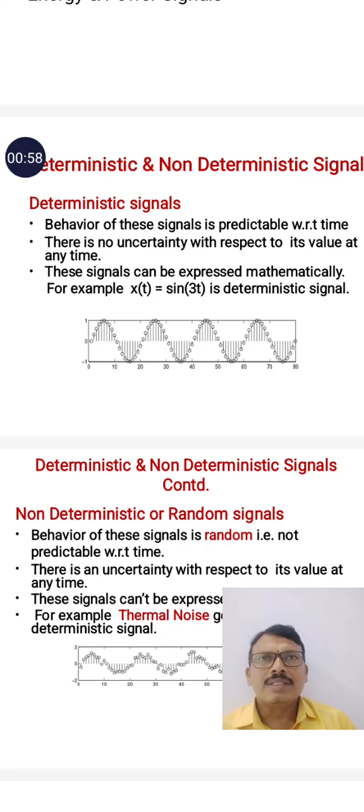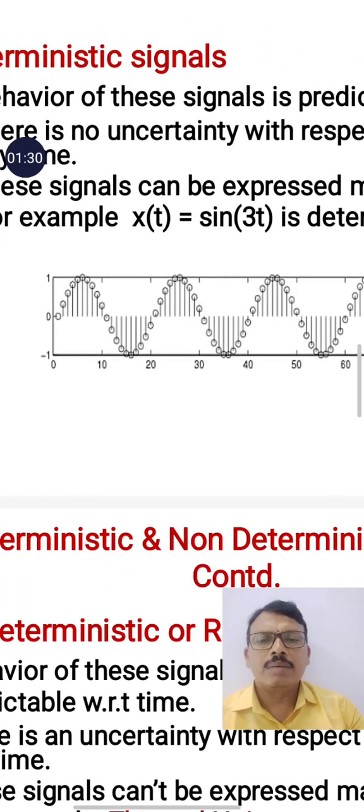A deterministic signal is nothing but a signal which can be represented by a mathematical equation. That signal is called a deterministic signal. The best example is x of t equal to cos omega t. This signal is a cosine signal, so this is the representation of our cosine signal. This is a deterministic signal. I have given one example, the cosine signal.